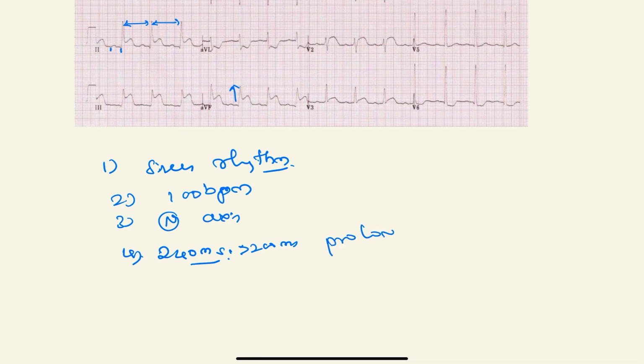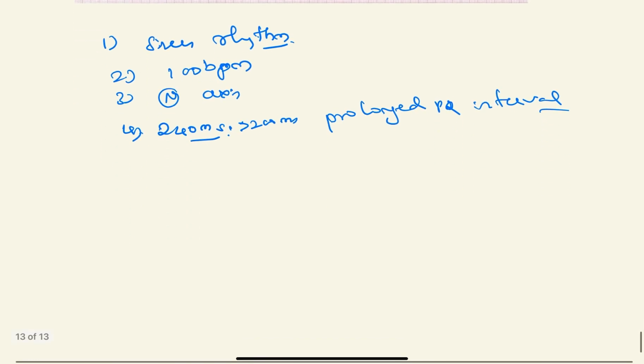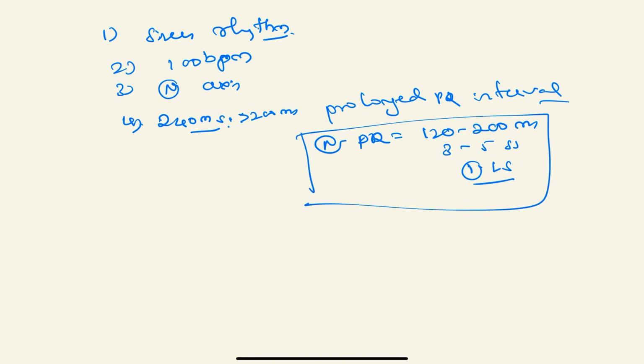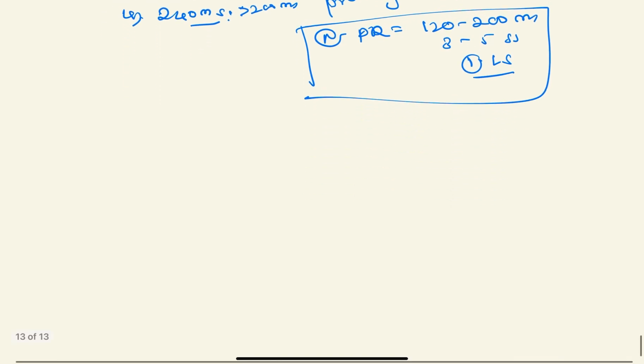So the normal PR interval is 120 to 200 milliseconds. That is 3 to 5 small boxes or one large box. One large square. This is normal. So the patient is having prolonged PR interval as well. That suggests AV nodal blockage. And normal axis, sinus rhythm, 100 beats per minute.